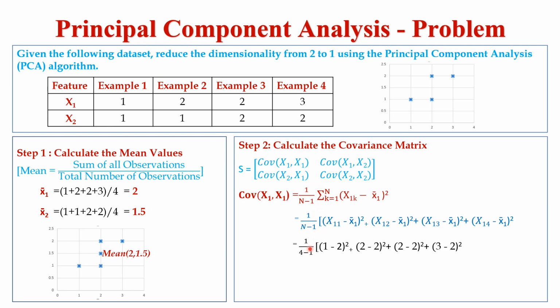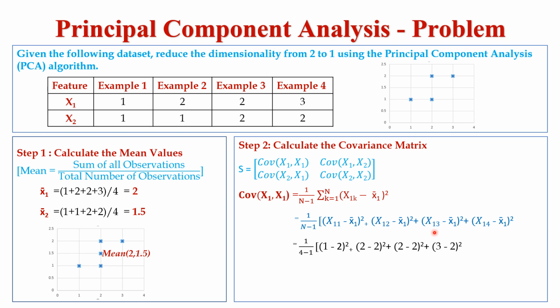In the next step, we have (x11 minus x1 bar) the whole square. The value for x11 should be chosen from the feature x1 and example 1. The value is 1 and the mean value x1 bar is 2. So (1 minus 2) the whole square. The next term is (x12 minus x1 bar) the whole square. The value for x12 should be taken from the feature x1 and example 2. The value is 2 and the mean value is 2. So (2 minus 2) the whole square.